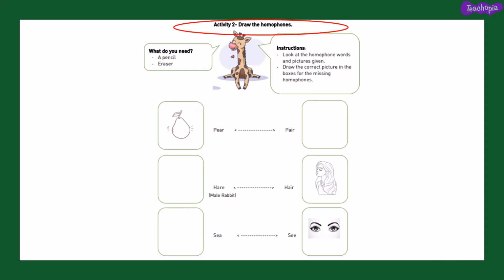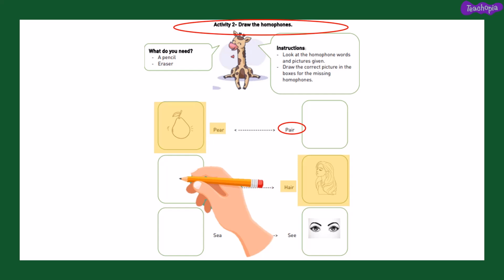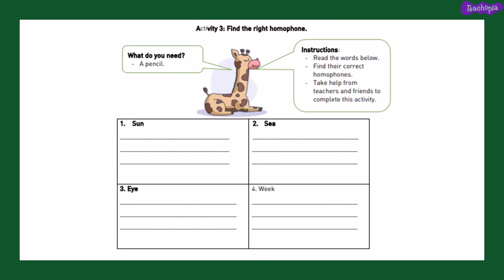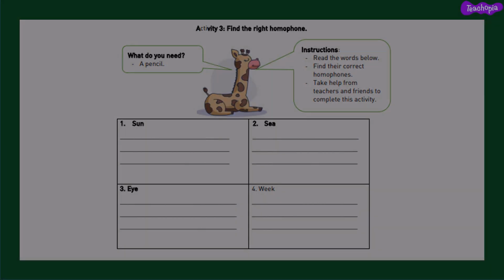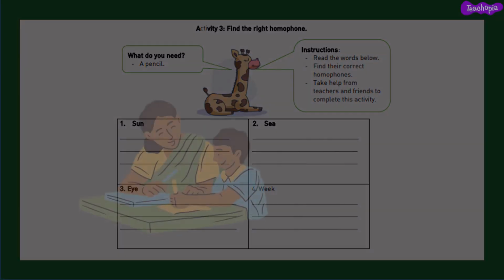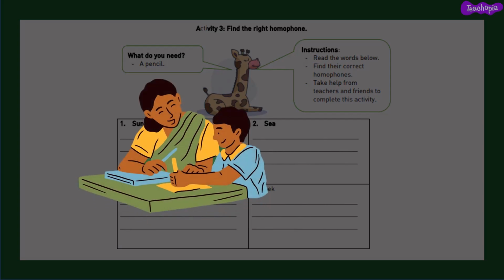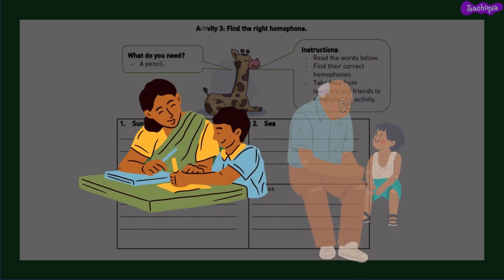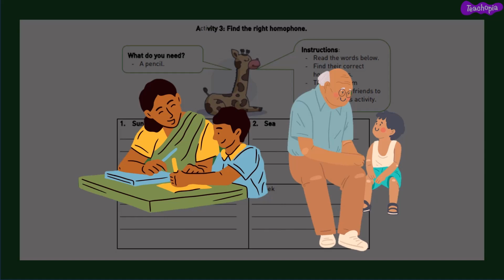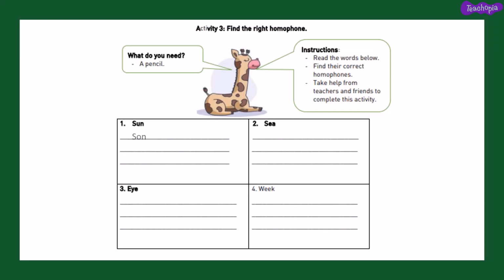Activity 2. Draw the homophone. Here we have homophone words given and their pictures drawn. Some pictures are missing. Ask learners to identify what the missing pictures are and draw them in the box. Next, activity 3. Find the right homophone. In this activity, ask learners to consult members at home, family, friends, elders, and so on, and come up with the homophones for the given words.